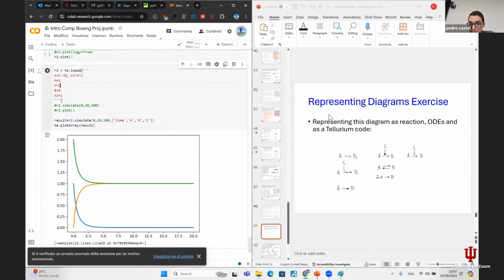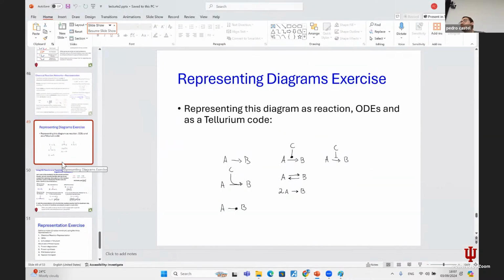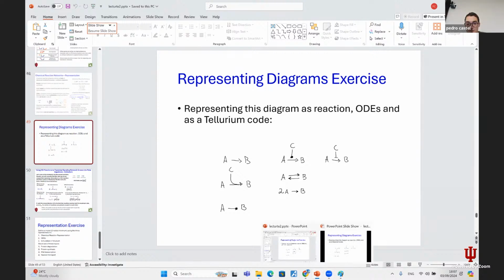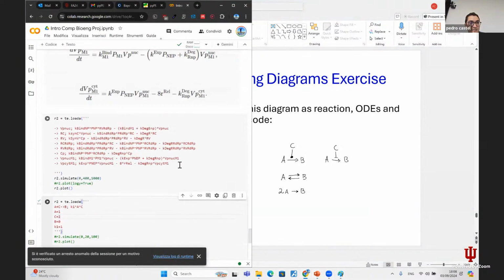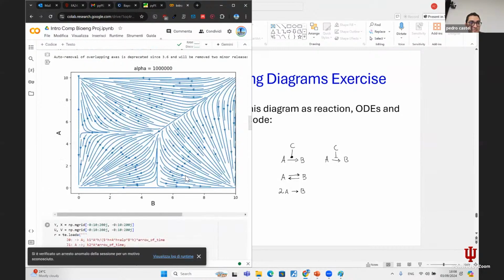Okay, so let's go back to the slides. Were you able to implement it on Tellurium, Jen? Nice, perfect. Can we add a legend to the plot? Yeah, you can add a legend to the plot. Let me see if I have that. I surely have it on one of these plots.